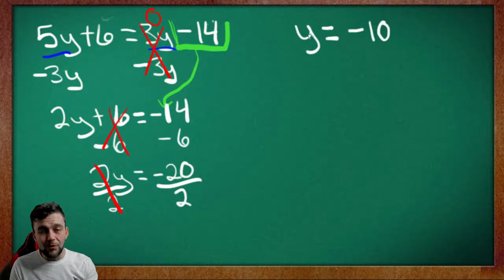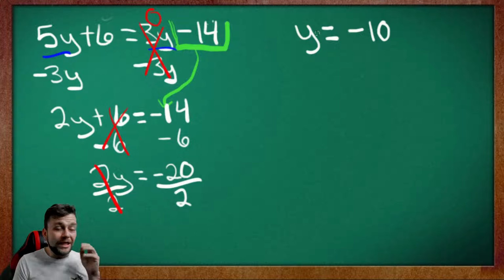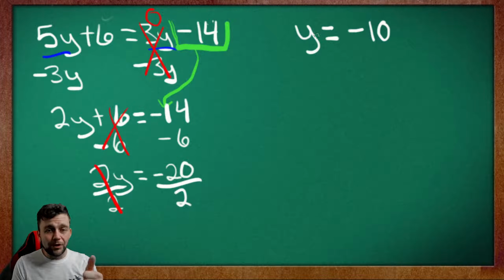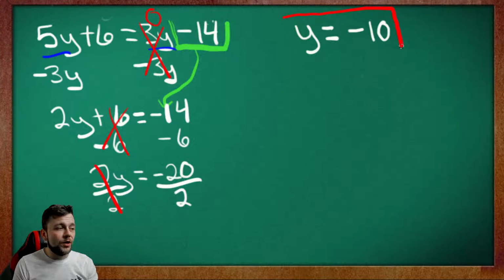20 divided by 2 is 10, right? The negative sign sticks around. We're good. It's a-okay. The negative sign sticks around in this scenario, right? Circle your answer, and this problem is done. Not too bad.